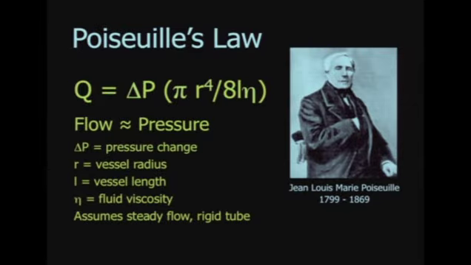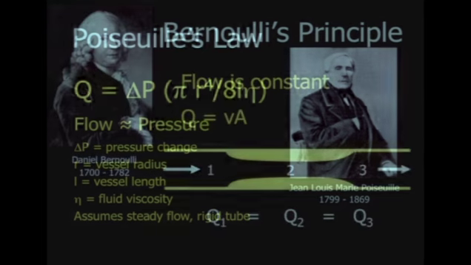Poiseuille's law tells us that essentially flow is related to pressure. So the more pressure you have upstream, the greater flow you're going to have in a vessel. Now there are lots of other determinants about this, including vessel radius and vessel length and fluid viscosity, and this also assumes steady flow in a rigid tube. However, it's still applicable in the simplistic view of hemodynamics and how flowing blood behaves.